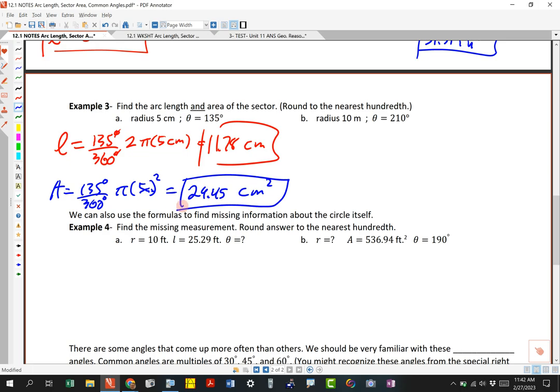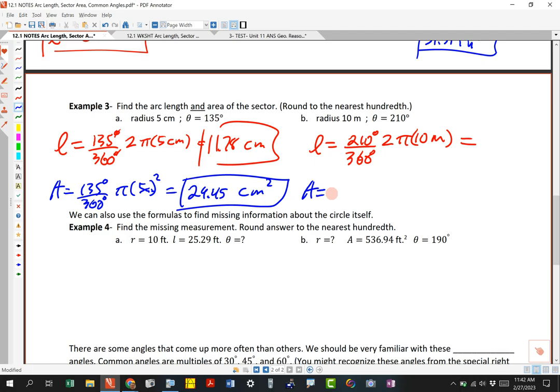Really? Okay. All right. Crew, tell me how to set up this one. Okay, it's 210 over 360. Then times 2 pi, then parentheses 10 meters. I'll take that. Perfect. Okay.